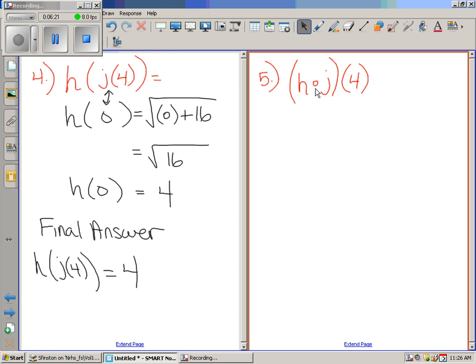That's an "of." Neatness and organization is crucial in this class. It's a really itty-bitty looking 0, but that's "of." So this reads h of j at 4. Read just like Arabic or Hebrew, that's the same thing as saying h of j at 4.